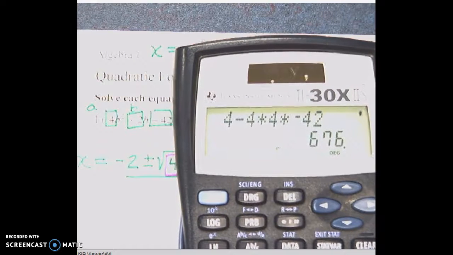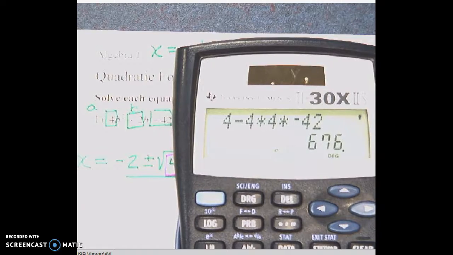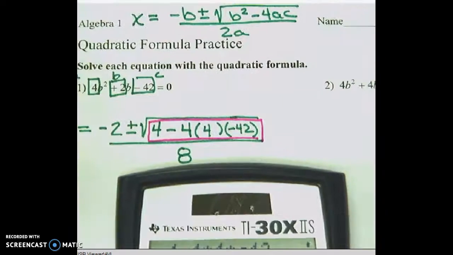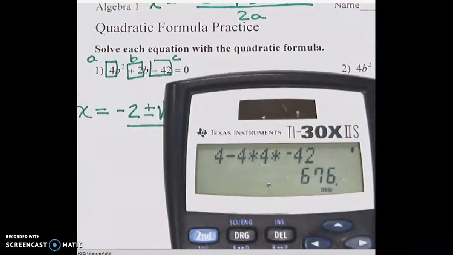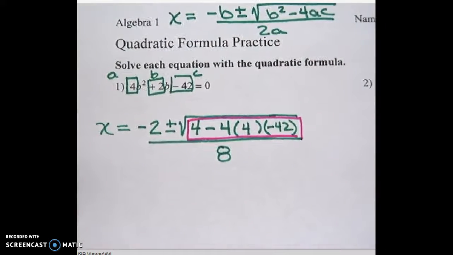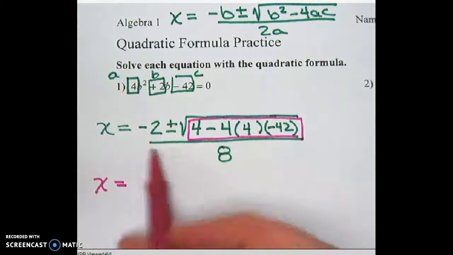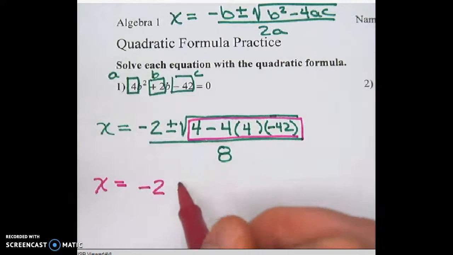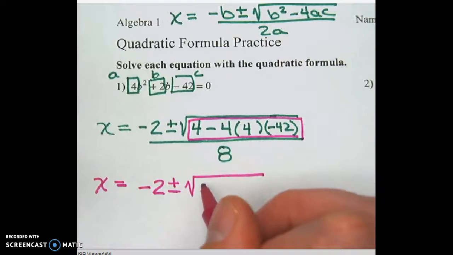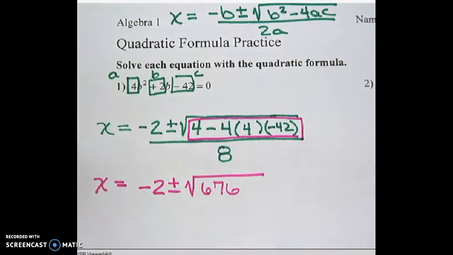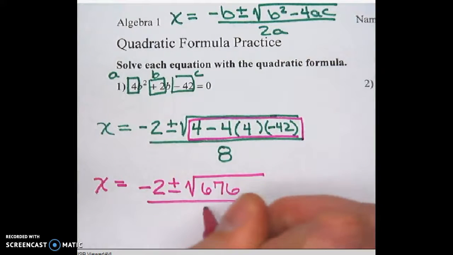It's going to be a big number. Sometimes it's a small number. Just because it's big or small doesn't necessarily mean you're wrong. Just double check that you typed in exactly what you see. So in this case, 4 minus 4 times negative 42. So I get 676. So now I'm going to rewrite that as x equals, and I'm just copying this down. So negative 2 plus or minus, again I'm just copying, square root, but now inside the square root we said that was 676. Again, that's the number I got when I typed it into my calculator, all divided by 8.